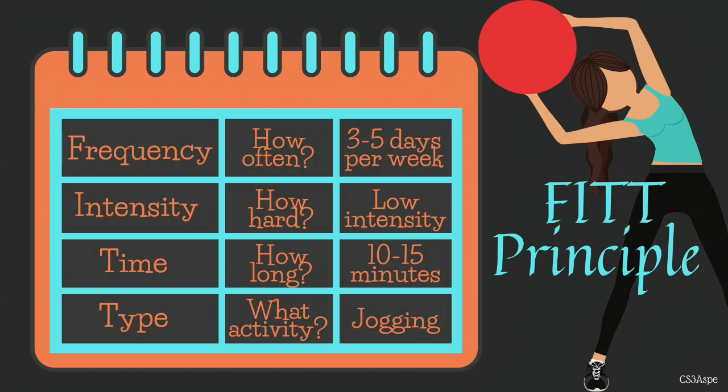Number 3, Time, how long you exercise. Around 10 to 15 minutes. And then number 4, Type, what kind of exercise. Example, jogging.